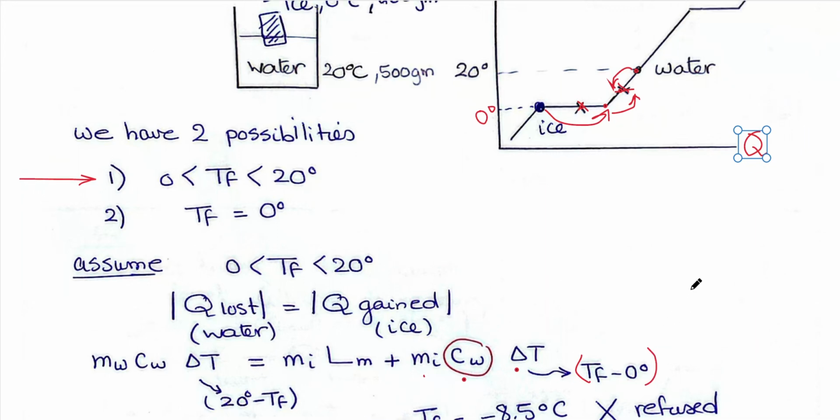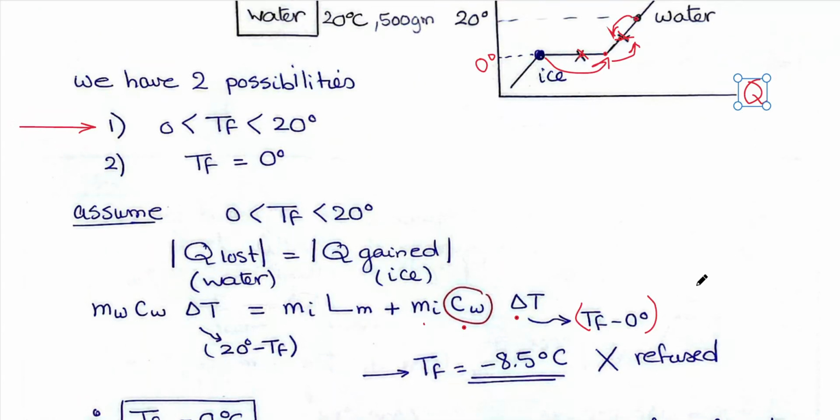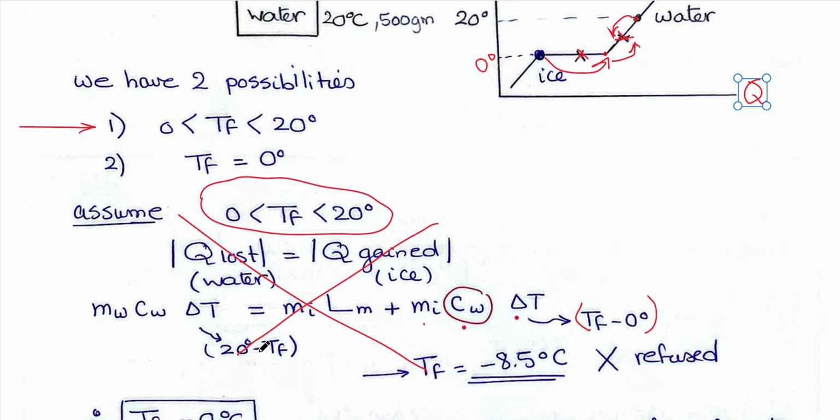If you substitute with the givens in the problem, you will have T final negative 8.5, which is out of the assumed range. We assumed that T final ranges from 0 to 20. Now we are out of range. So this solution is wrong and is refused. What is the other possibility? The other possibility is that the final temperature is 0. So this is the answer.